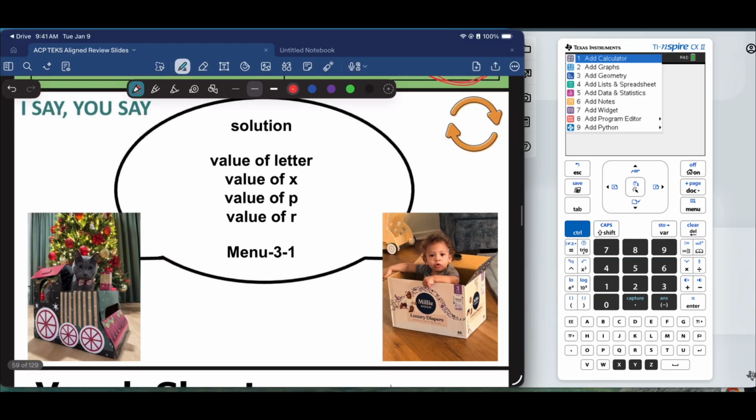All right, important words. We have solution, value of letter, so like value of x, value of p, value of r, any of these examples. It could be any letter, value of a, value of b, anything. We're going to do menu 3-1.